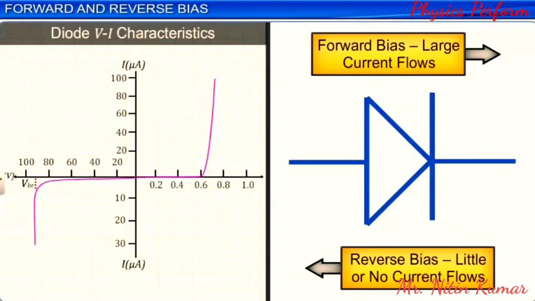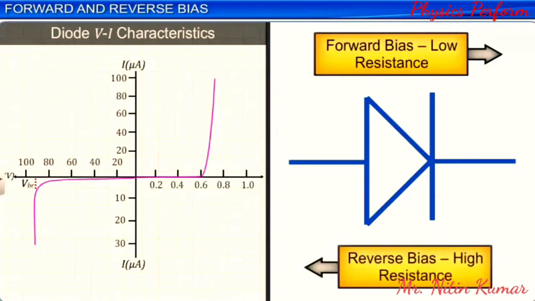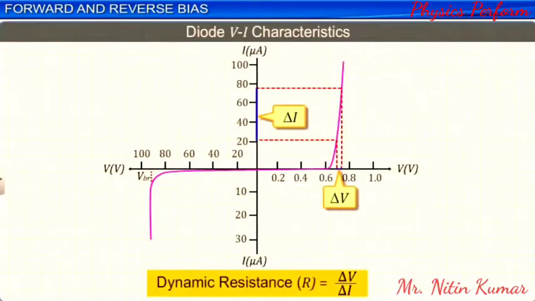It allows little or no current to flow, or we say does not conduct, in the opposite direction when it is in reverse bias. We can also say that a forward biased diode offers low resistance, while a reverse biased diode offers high resistance to the flow of electric current. A diode is said to offer dynamic resistance that changes with applied voltage. The dynamic resistance R of a diode is given by a small change in applied voltage, delta V, divided by a corresponding small change in current, delta I.